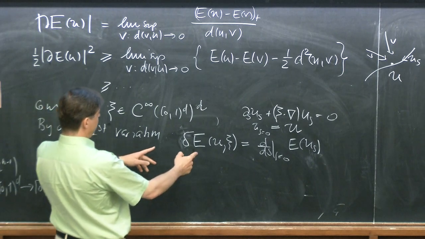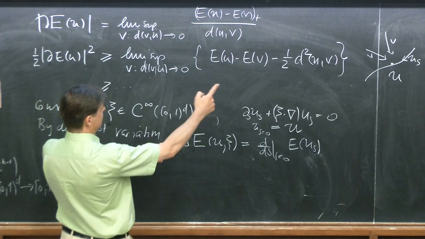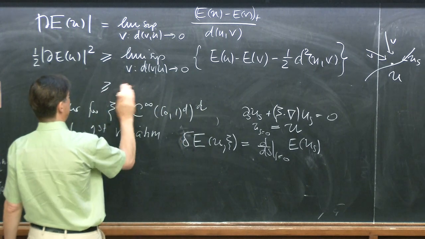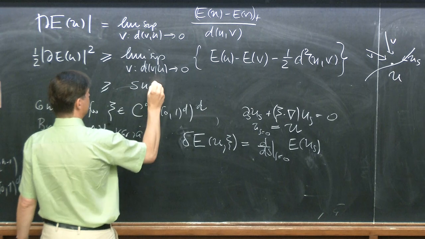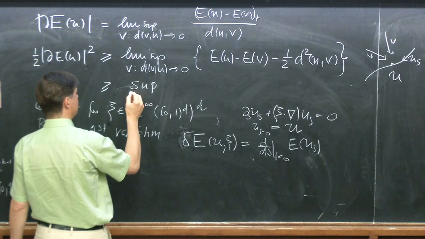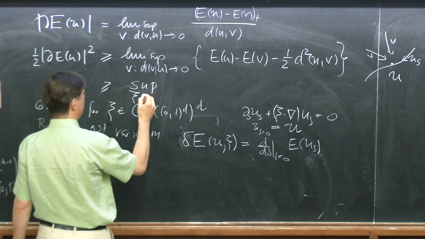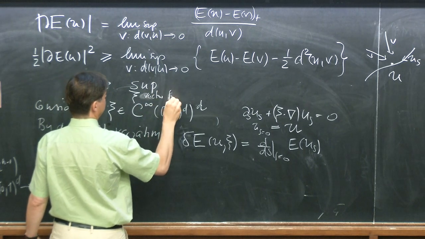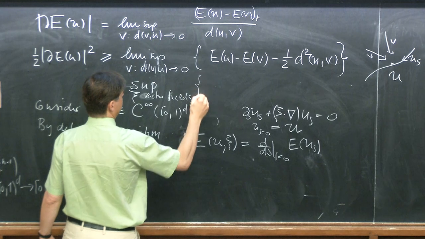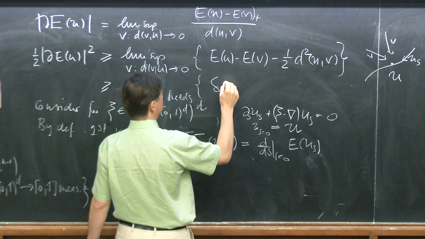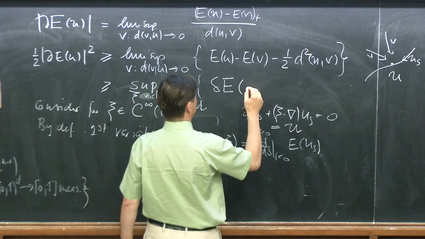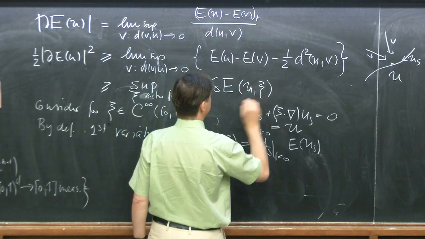And now you can just do what I said. You can take this specific approach, and if you do that, you see that you get another lower bound where now you sup over all vector fields, and what you put here is the first variation of your functional at u in direction xi.